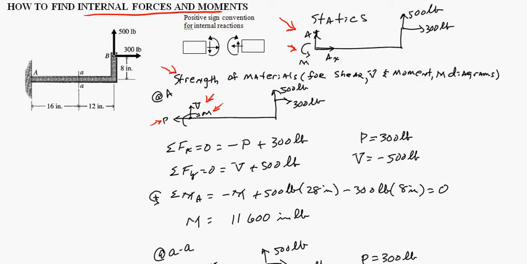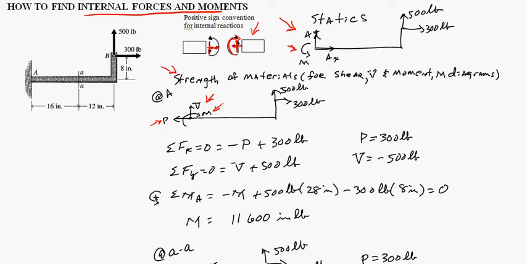Once you draw the free body diagram, this is the positive sign convention. When you draw P, it is always in tension. When you draw V, it is always across the cross section. And when you draw M, it is always in that direction. That's the standard sign convention. So after you draw the free body diagram using that sign convention, you need to solve it for P, V, and M in order to use the strength of materials equations to find stresses.